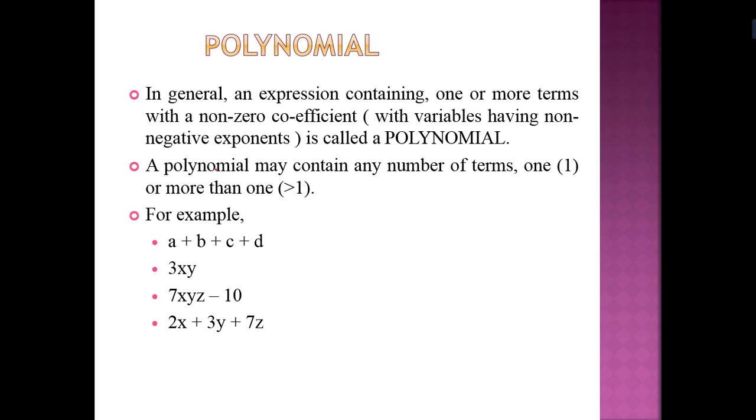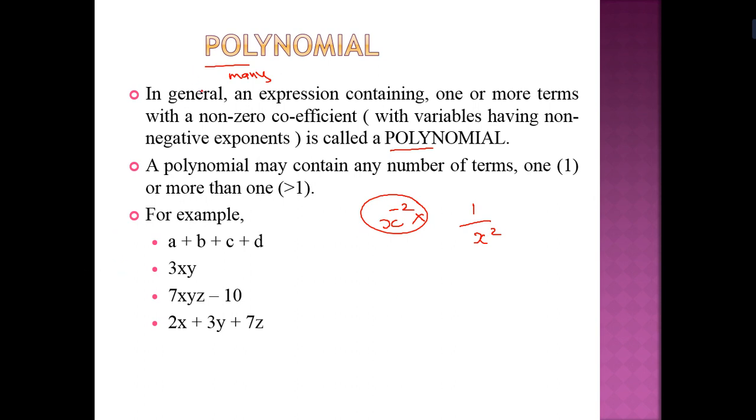Now polynomial. In general, poly means many. An expression containing one or more terms with non-zero coefficient, with variable having non-negative exponent, is called polynomial. If I write minus 2, equation with variable having non-negative exponent, so we cannot write it. It is not a polynomial because it is under 1 upon x2.